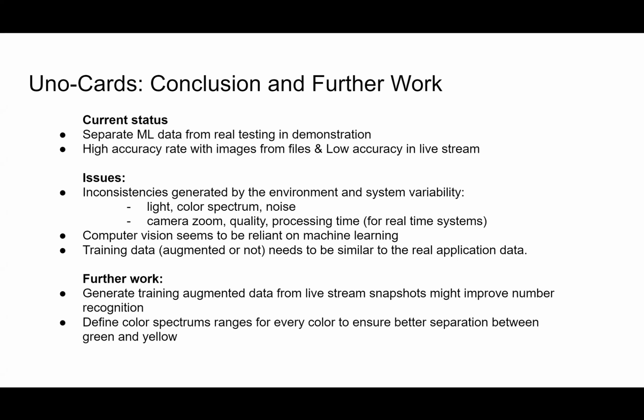Further work would include generating training augmented data from live stream snapshots rather than the images from the files. That can improve number recognition and resolve the crop and the contours issues, and define color spectrum ranges for every color to ensure better separation between green and yellow.